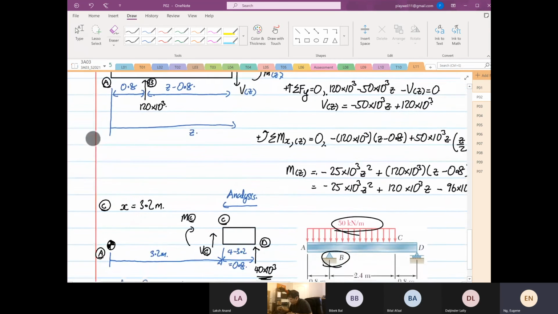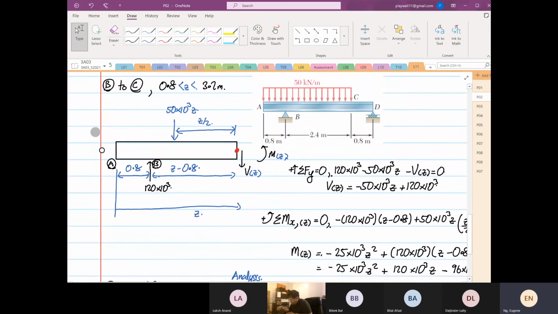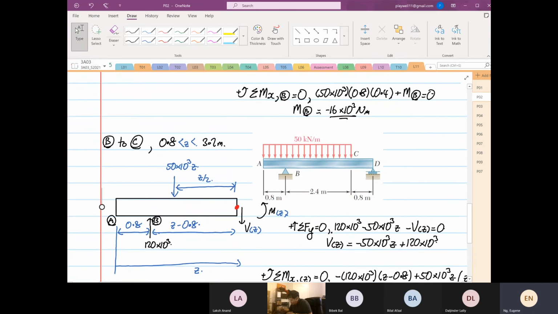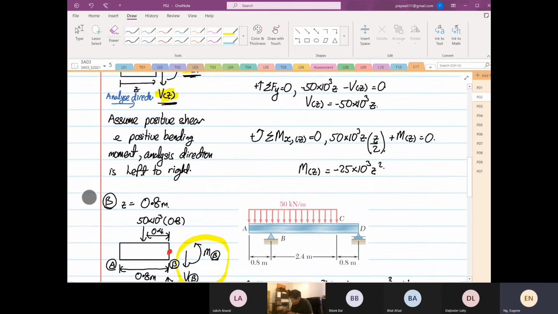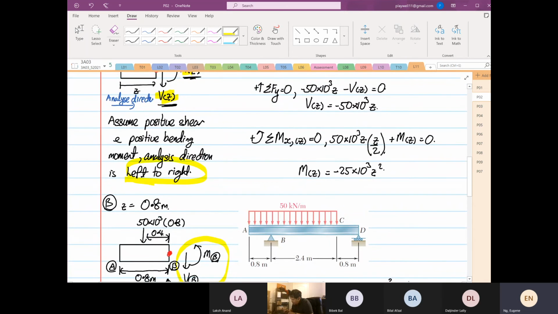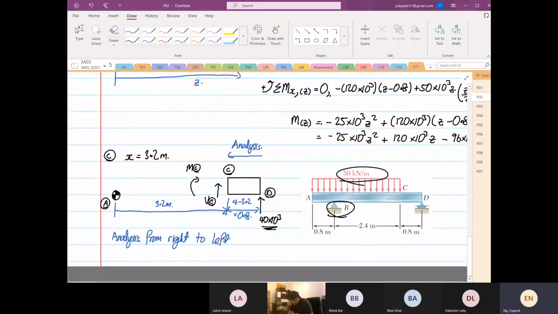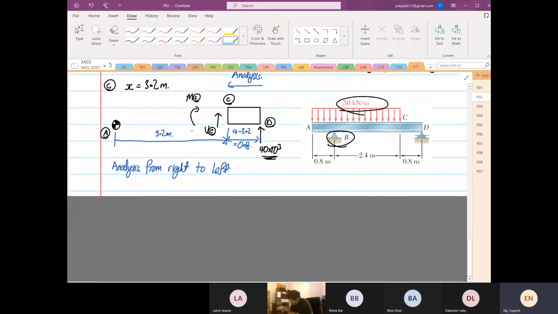What I want to show you is that all this analysis is from left to right. You can see the direction of your shear force and bending moment. So all these are left to right analysis. Then when we go from right to left, I want you to observe this. You have to flip it over.